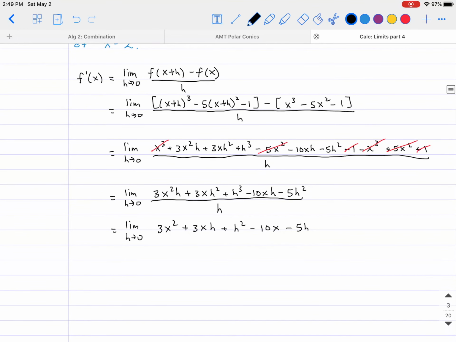Okay, now we can let h equal 0 by using direct substitution. So our answer for the derivative function is going to be 3x squared. Anything that has h in there we'll get rid of. So there's the 3x squared, and then there's going to be minus 10x. So there it is. Now that's going to be our derivative function.